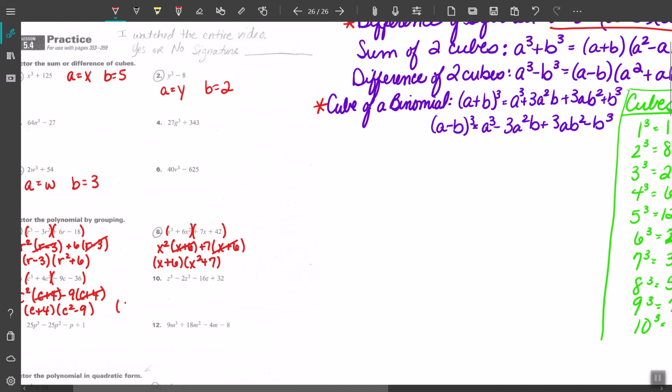So we're just going to follow that pattern then. So I'm just going to rewrite the c plus 4. We can't do anything else with that. That's as simple as it gets. And we're going to rewrite c squared minus 9 as c minus 3 times c plus 3. And that's just that special pattern that those polynomials that have a difference of squares in them follow.